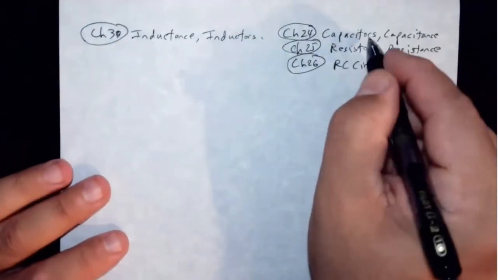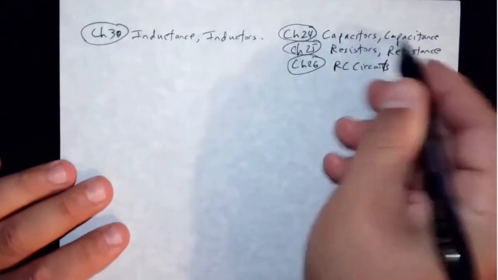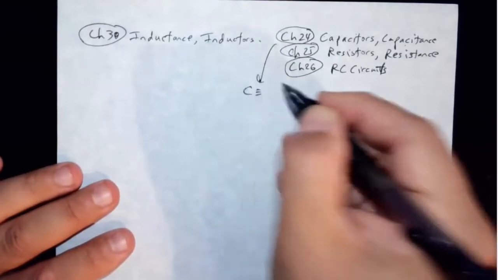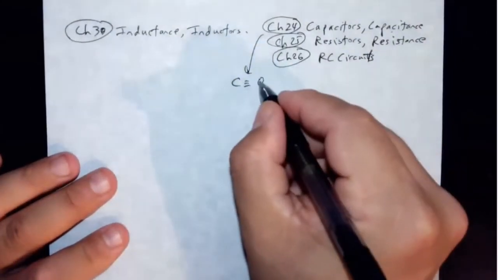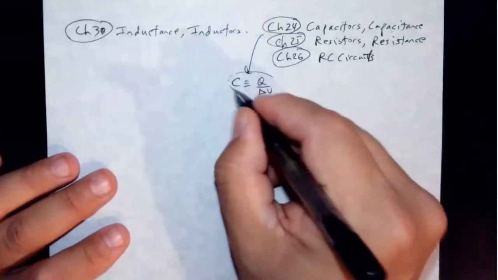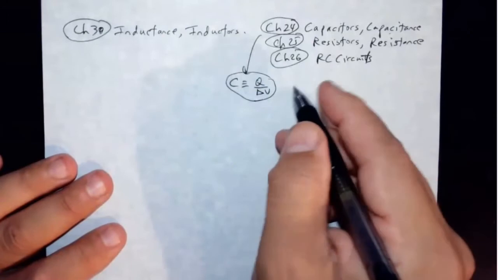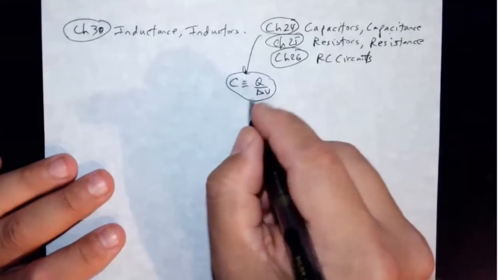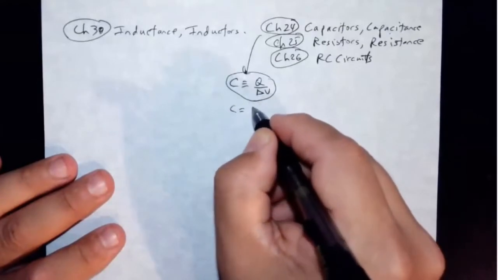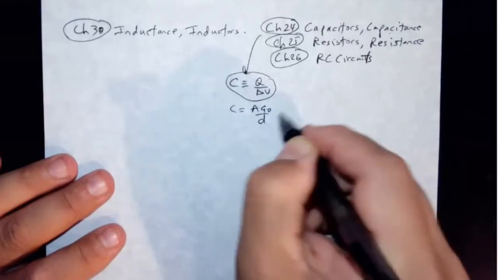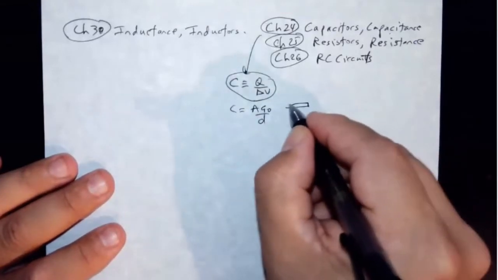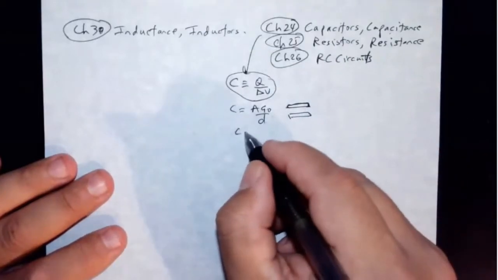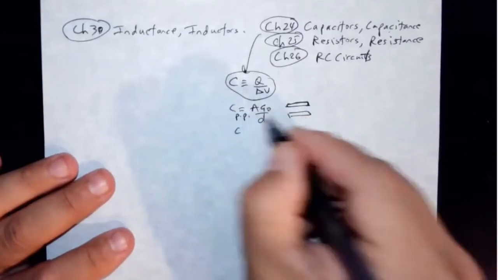So if we start out with the capacitance chapter, we can say, how did that chapter even begin? We first began with defining the capacitance of a capacitor, Q over delta V. And then we talked about its units, which is farads. And then, using the definition of capacitance, we found the capacitance of a parallel plate capacitor, A E0 over D. We found the capacitance of cylindrical capacitors. So this is parallel plate.